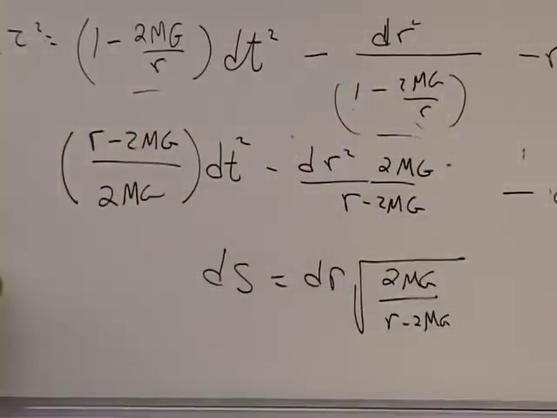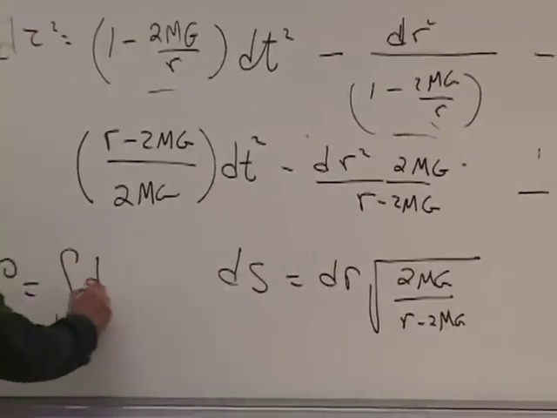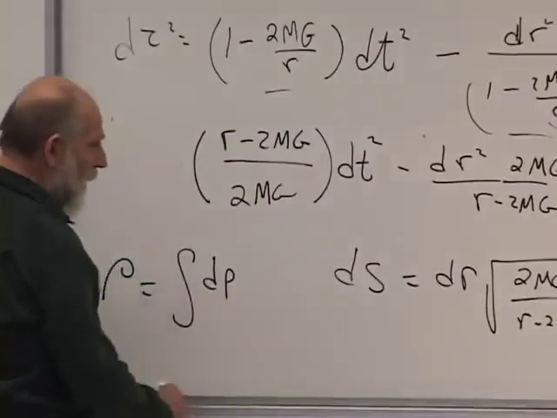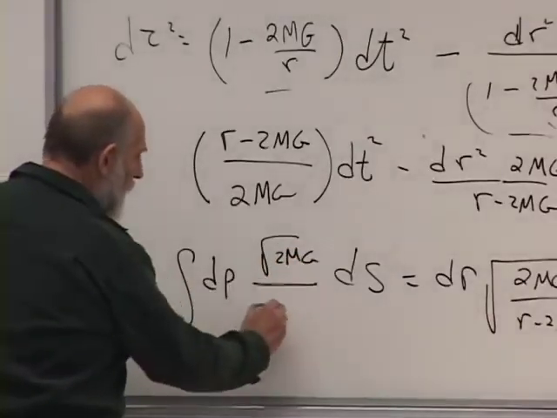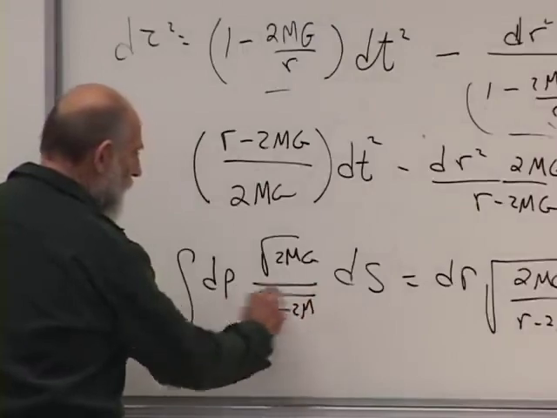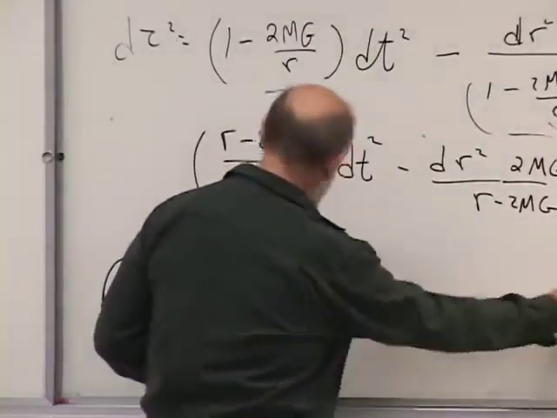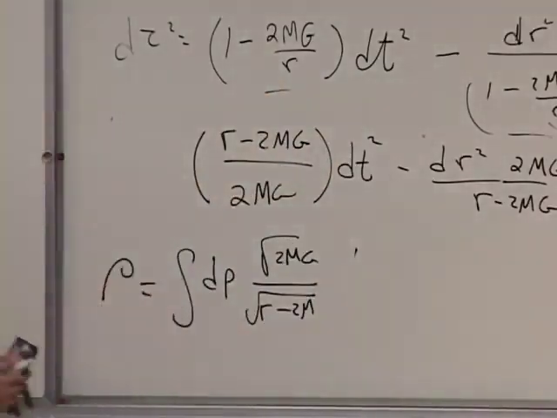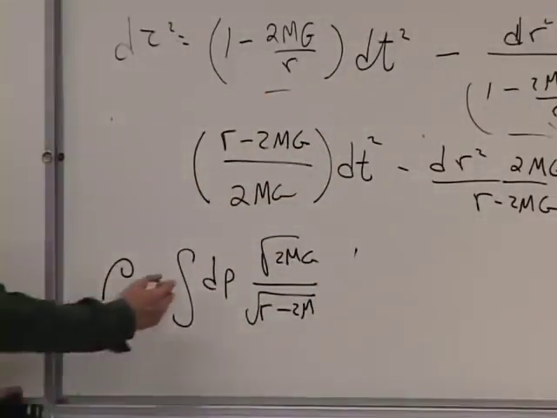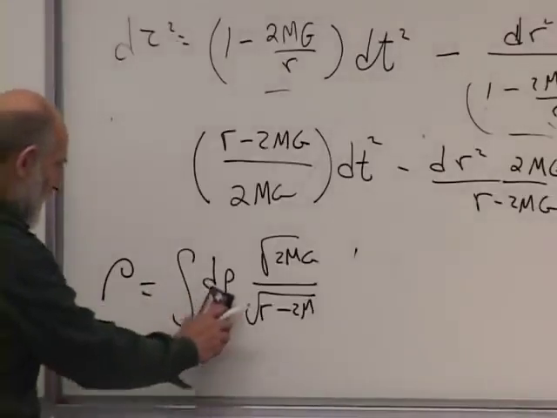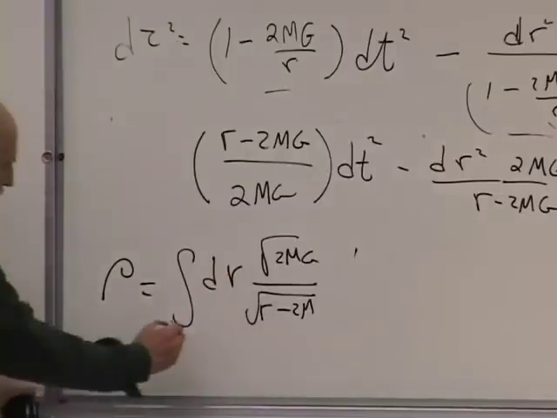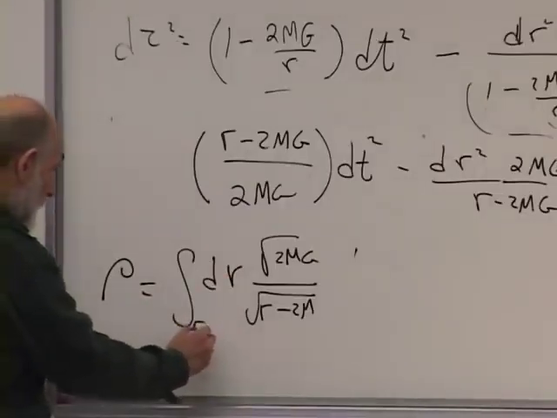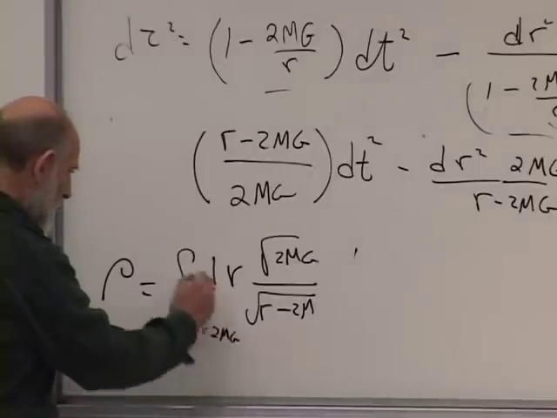So let's call that integral rho. It's the proper distance to an arbitrary point, and it's the integral d rho square root of 2mg, that's a constant, that comes out, divided by square root of r minus 2mg. Here we are. This is the proper distance. Where do we integrate from? Sorry, this is dr. We integrate from r equals 2mg to r.